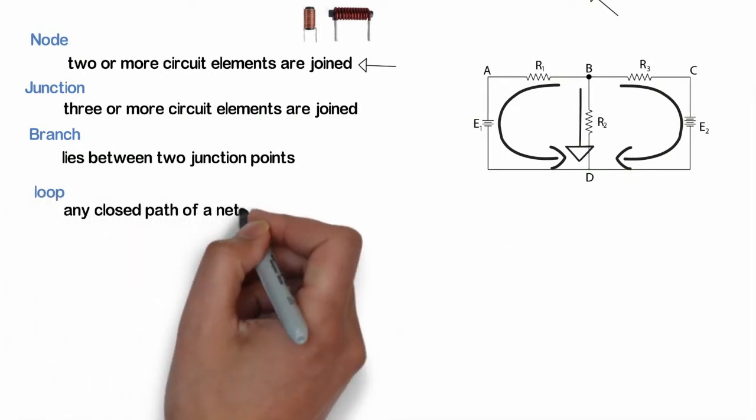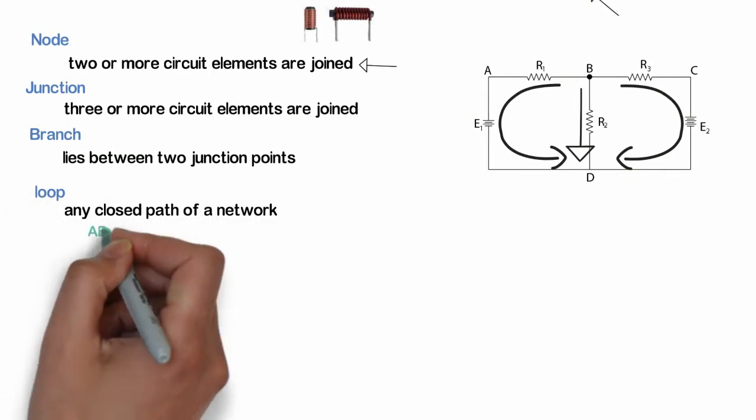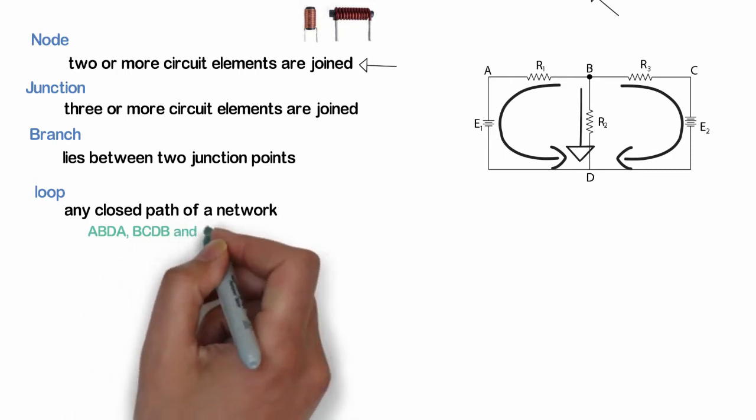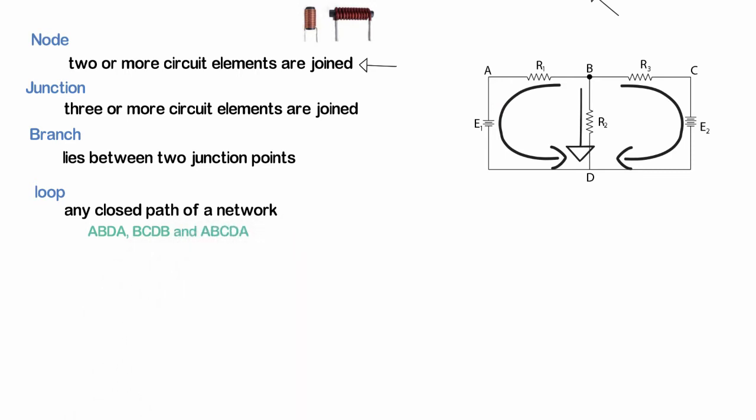A loop is an enclosed path of a network. In this figure, ABDA, BCDB and ABCDA are the loops.